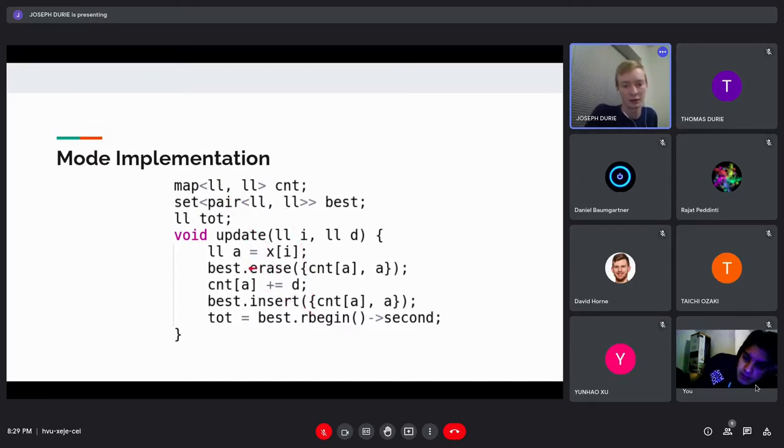And then to update this set, if we want to update a value a, first we want to remove count a from best, because this count a is old, and we need to update it. So we're going to remove this from best. Then we're going to update count a by adding d, which remember is either plus or minus one. So plus one corresponds to adding it, minus one corresponds to removing it. So adding d has the correct effect on the count. And then we're going to add count a back in, because this is now the updated correct value. And then we get the best again to get the updated best value.